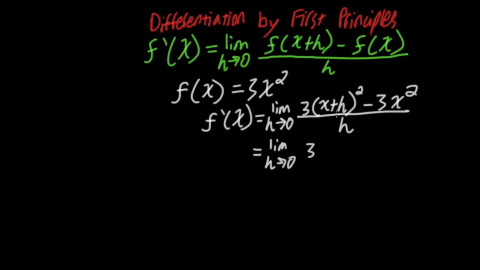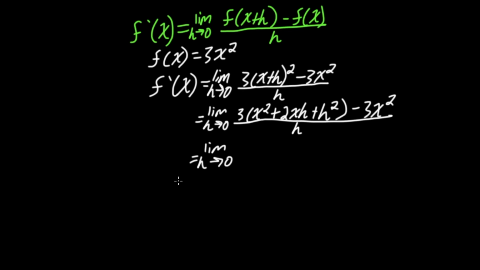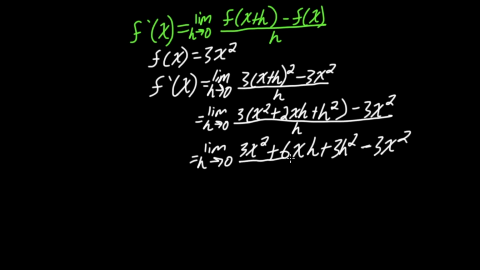If we expand these brackets here, the difference of two squares, we get x squared plus 2xh plus h squared, and that's minus 3x squared. And it's all over h. And if we keep working down, we have our limit as h approaches 0, and now we can expand these brackets. So 3 times x squared gives us 3x squared plus 6xh plus 3h squared, and then at the end we have our minus 3x squared. And that's all over h.